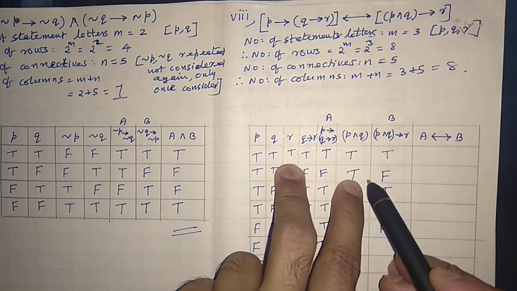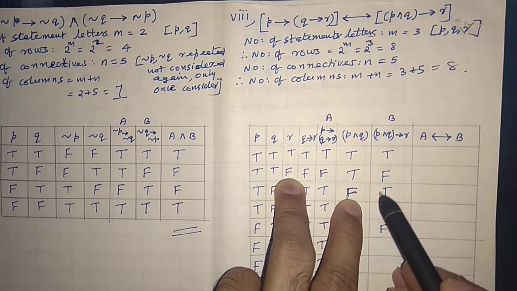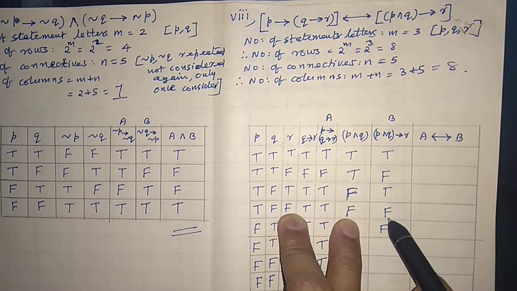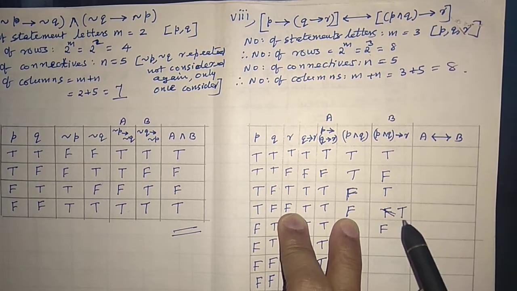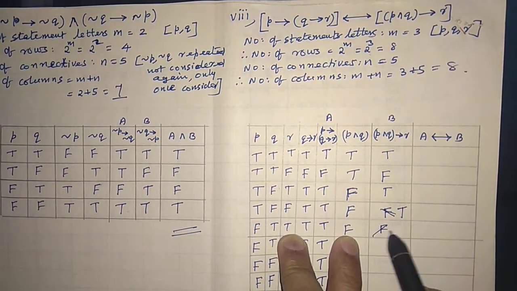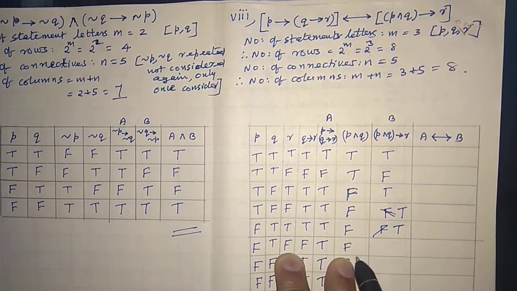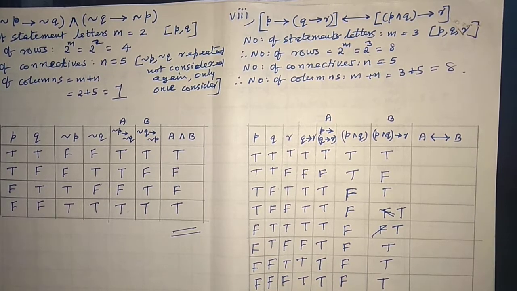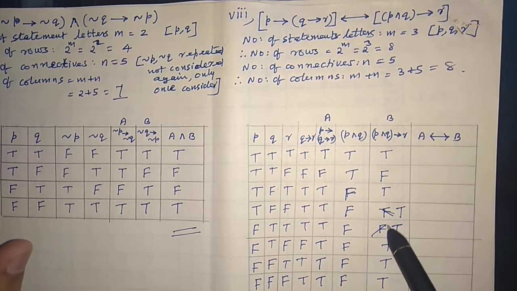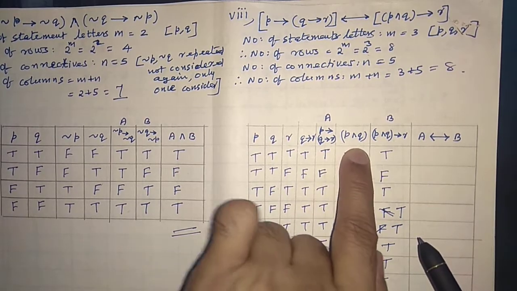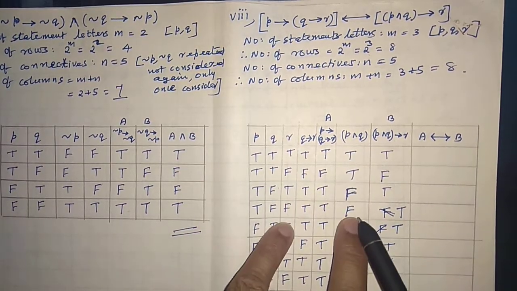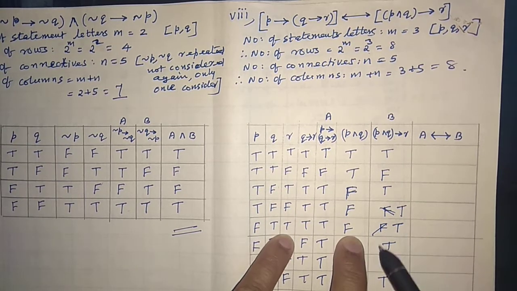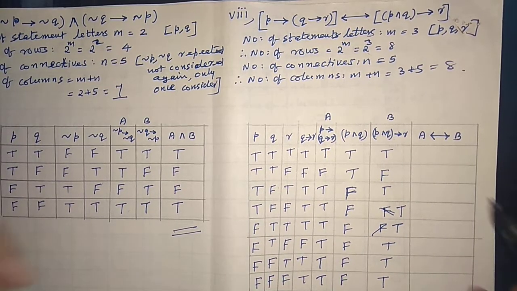So T, T, T. T, F, F. F, T. F, T, F. This is T, T. First is this also T only. This also T. First is T, second is F, then only F will come. So starting itself is F, F, F. This also T. Take care of this part. First part is this, third is here. So here FF, that is T only. FT, T only, yes.